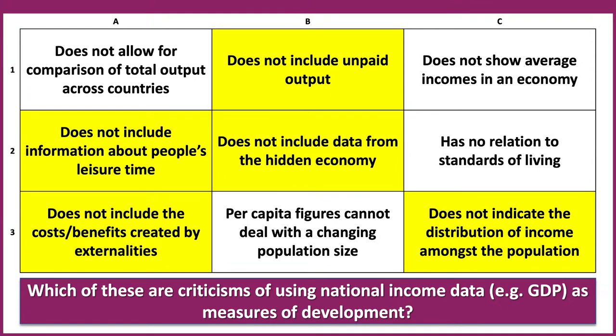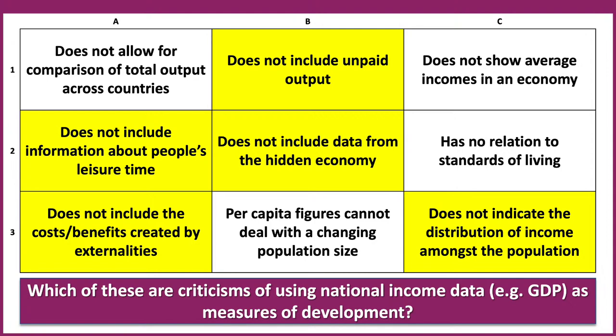Fantastic. So the ones highlighted in yellow are our criticisms about using this national income data. So we don't have any information about leisure time, obviously a huge factor in someone's well-being and their quality of life. And again, talking about cost benefits created by externalities. So we want to know a bit more about pollution. We want to know a bit about healthcare, all of these things creating externalities.